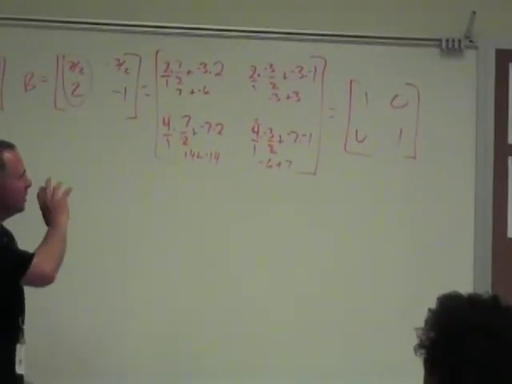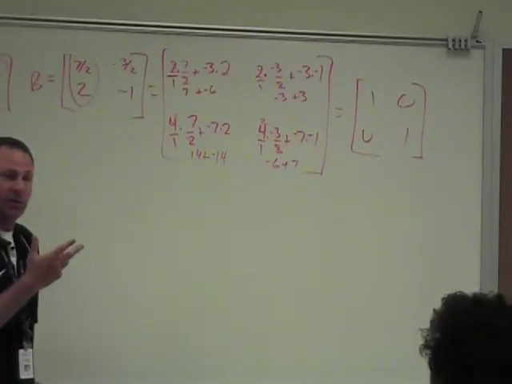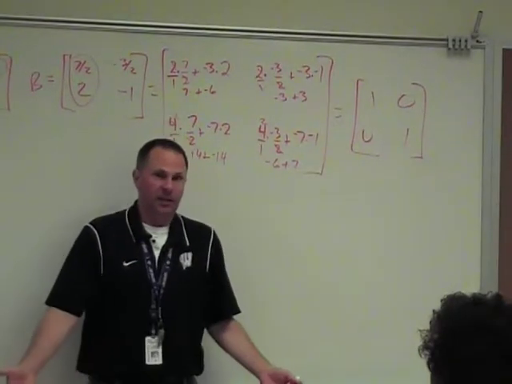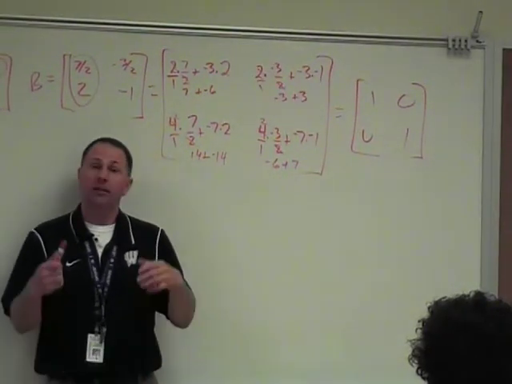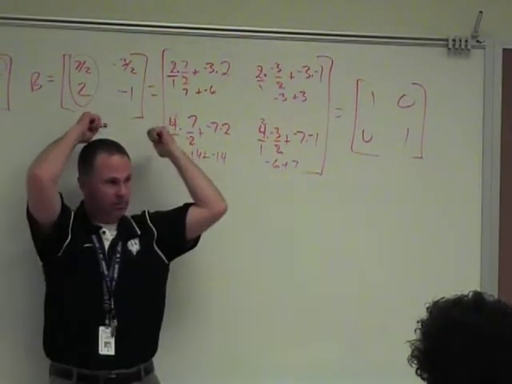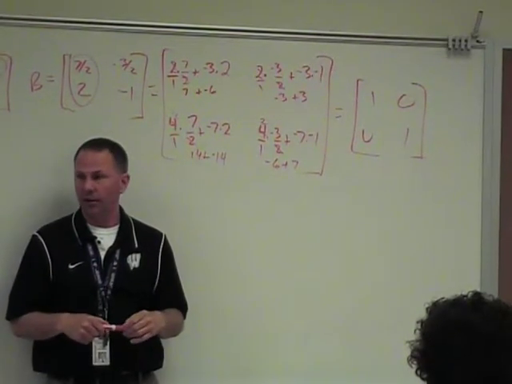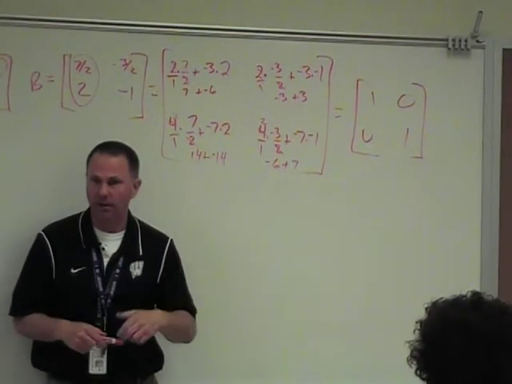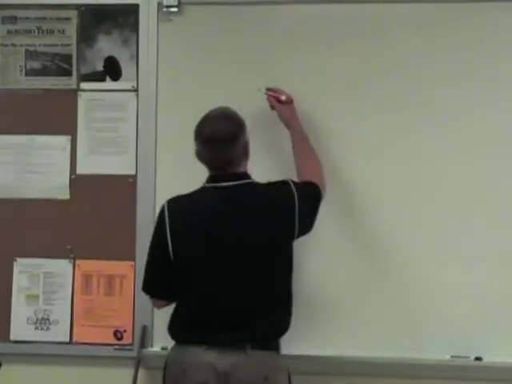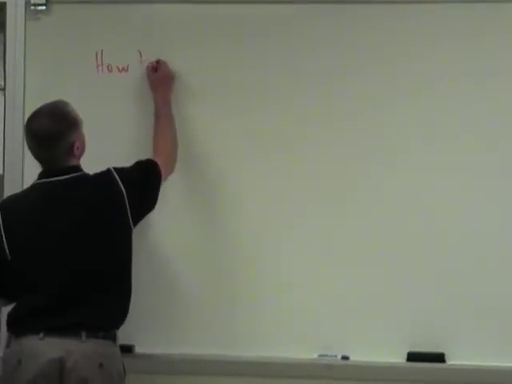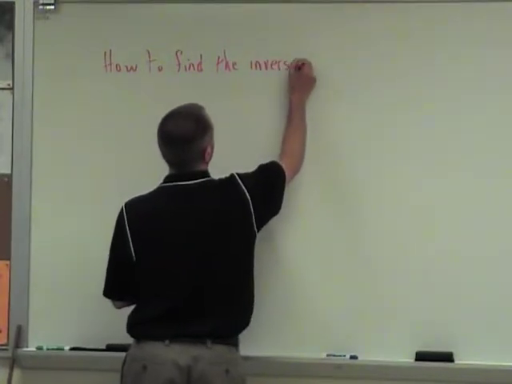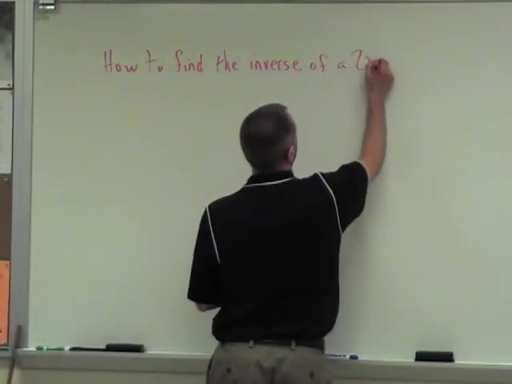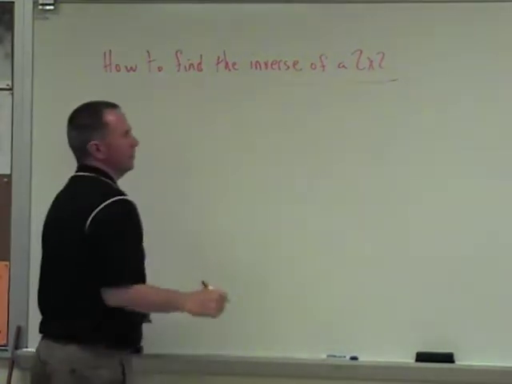So this is the beginning part of your assignment, multiplying the two matrices together to see if you get the identity. If you get the identity, and it has to look just like that, then you know that B is the inverse of A. Got it? All right. Now, that's the first thing. The second thing, the last thing that we need to make sure we understand is how to find the inverse of a 2 by 2 matrix.